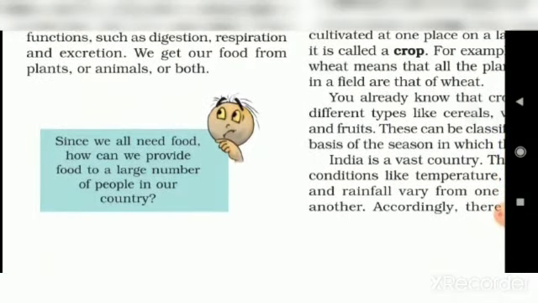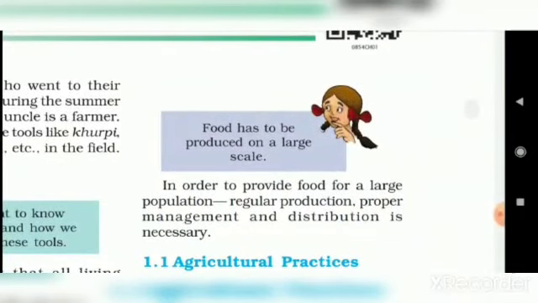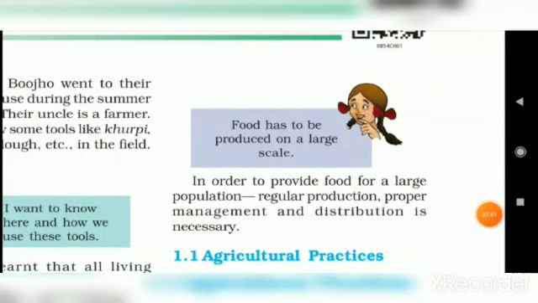Since we all need food, how can we provide food to a large number of people in our country? So, food has to be produced on a large scale. In order to provide food for a large population, regular production, proper management, and distribution is necessary. If we don't do proper distribution of food, then some may get less and some may get more.